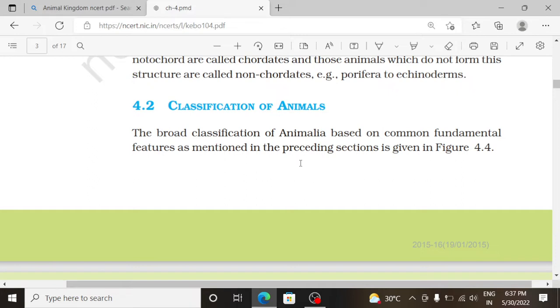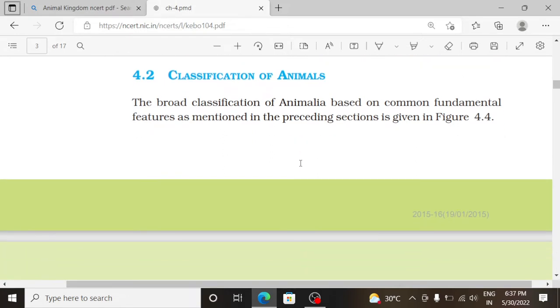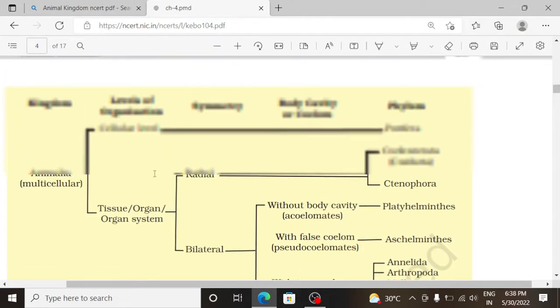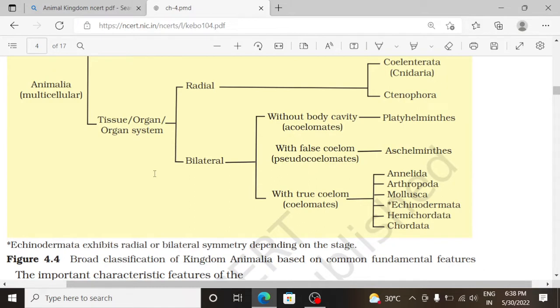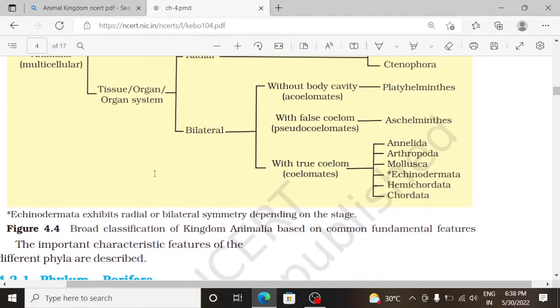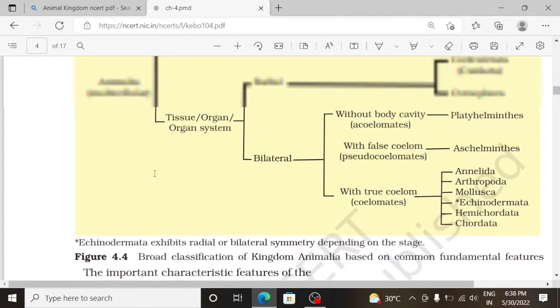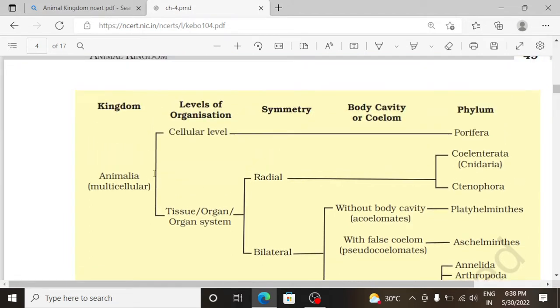Classification of animals. The broad classification of Animalia based on common fundamental features as mentioned in the preceding sections is given in figure 4.4. Echinodermata exhibits radial or bilateral symmetry depending on the stage. So figure 4.4 shows the broad classification of kingdom Animalia based on common fundamental features. The important characteristic features of different phyla are described. So now we can see kingdom Animalia, levels of organization, cellular level.